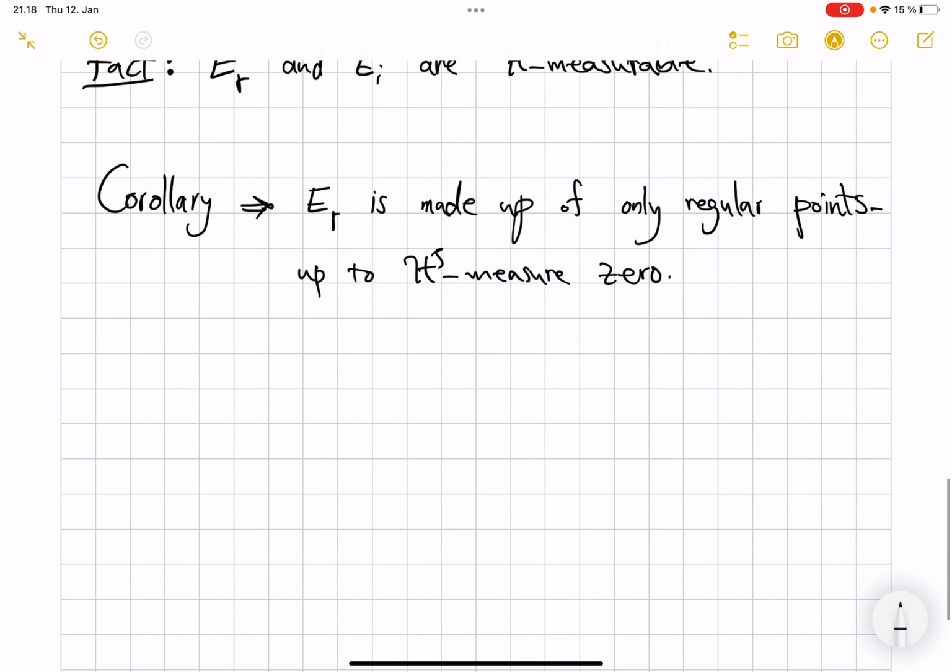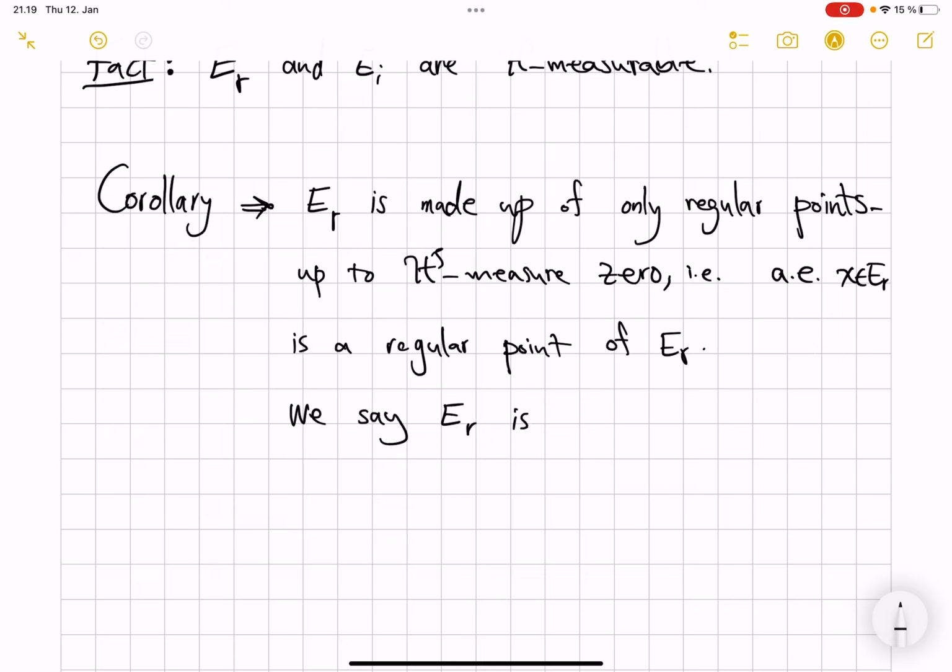So this is, in other words, saying that almost every X in ER is a regular point of ER. And then we call such sets just S regular. It's an S set, and almost every point in it is regular. Okay? And again, similarly, we get that EI is not S regular. Well, it's more than that. No point is there. So EI is irregular.